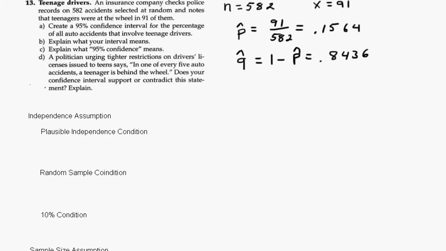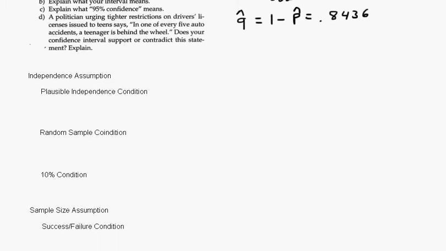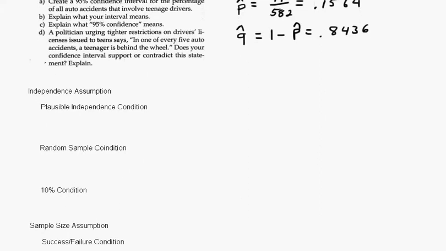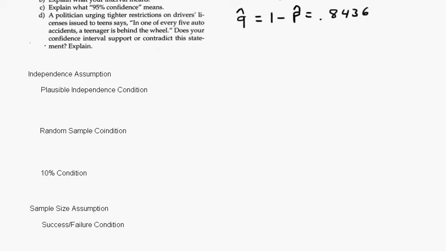Okay, so before we can go too far, we need to check the conditions to make sure it makes sense to use a normal model. It didn't ask you to check the conditions, so be careful. Don't fall into that trap of not checking the conditions. Sooner or later, the conditions won't be satisfied. So, the plausible independence condition.